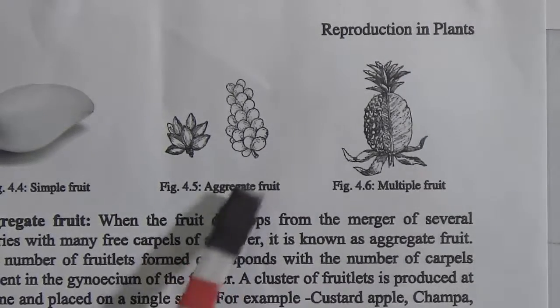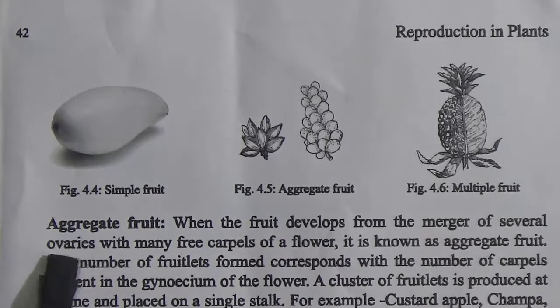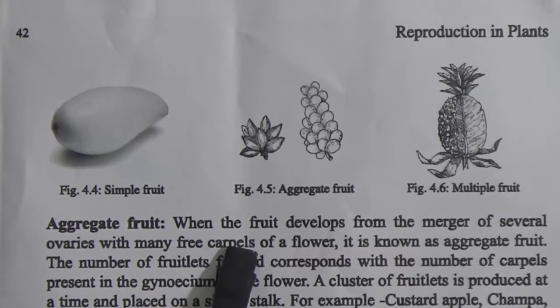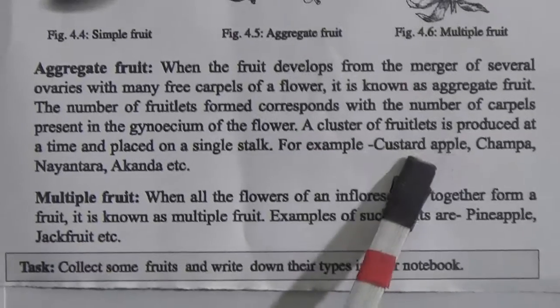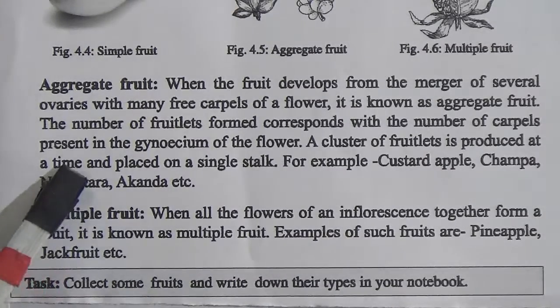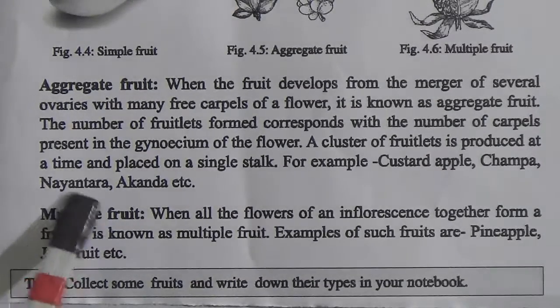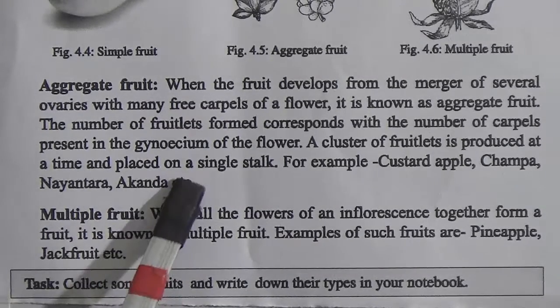What are aggregate fruits? When the fruit develops from several ovaries, from many free carpels of a flower, it is known as an aggregate fruit. The number of fruitlets corresponds with the number of carpels present in the gynoecium of the flower. A cluster of fruitlets is produced on a single stalk. Examples: custard apple, that means atafal, and champa. Nayantara flower is available in most houses, and if you observe their fruits you can easily find out what aggregate fruits are. And akanda also are aggregate fruits.